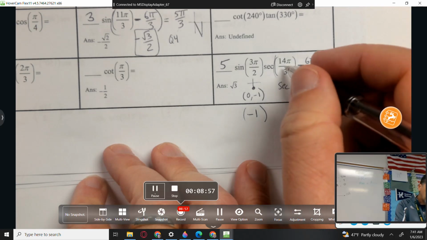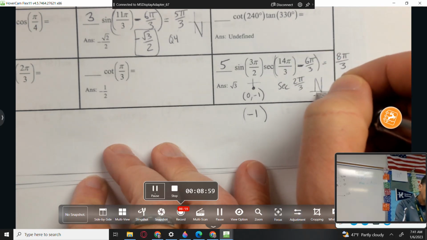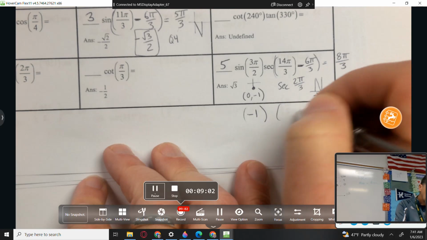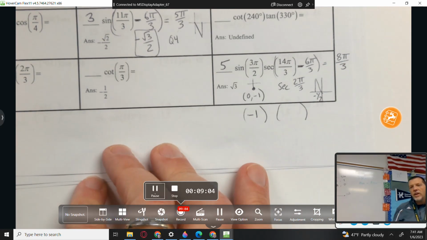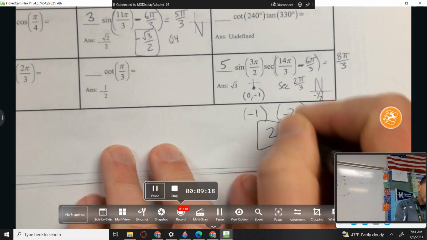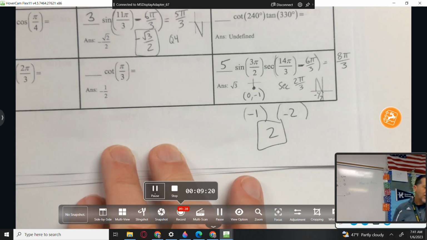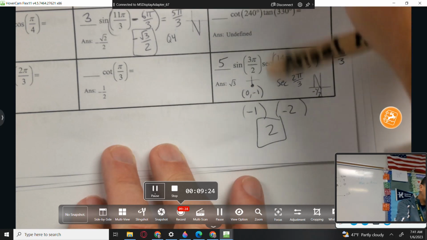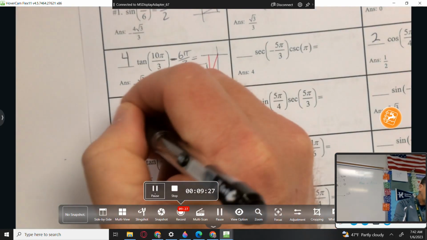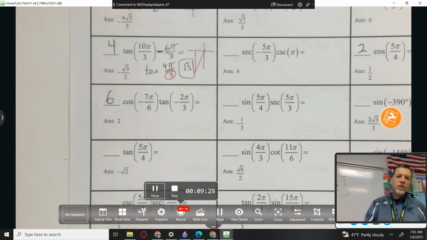And then secant is the flip of cosine. So what's the secant of 2 pi over 3? What do I get when I flip the cosine? 2. Negative. Negative 2. And then my answer then is 2 when I multiply those two together. So I go find 2, which is top left, sort of. That's number 6, and so on, and so on, and so on.